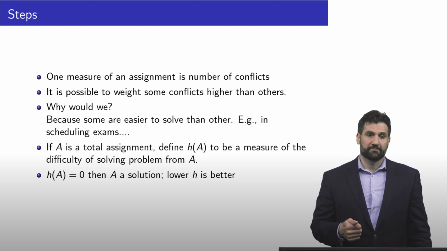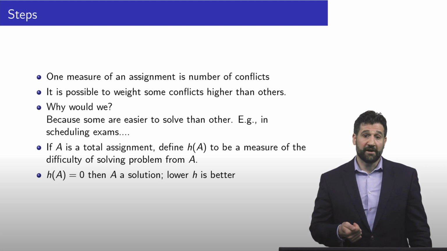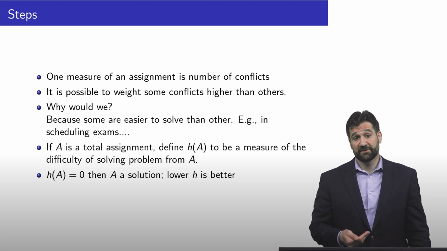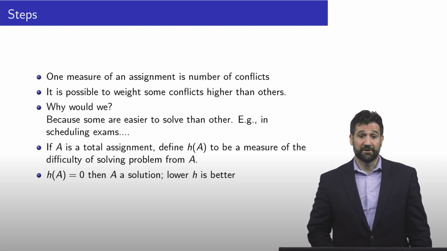And so if A is a total assignment, we can define H of A to be a measure of the difficulty of solving a problem from A. And this is essentially developing a heuristic function in much the same way we did with A star.